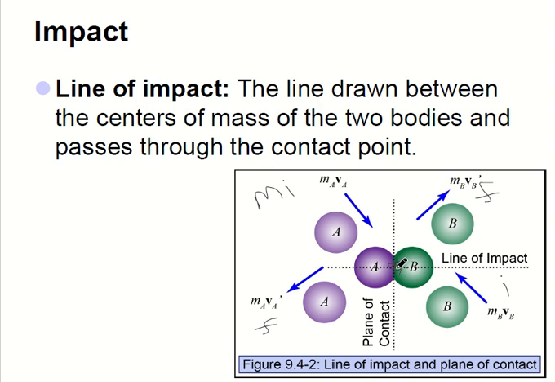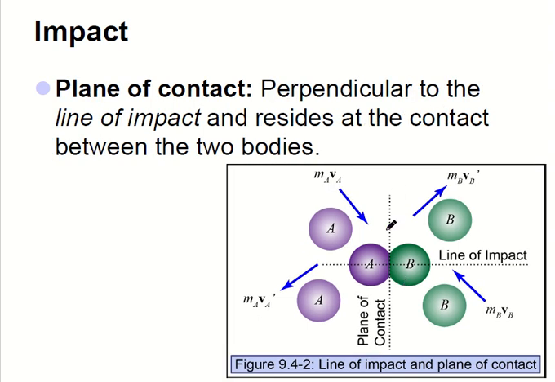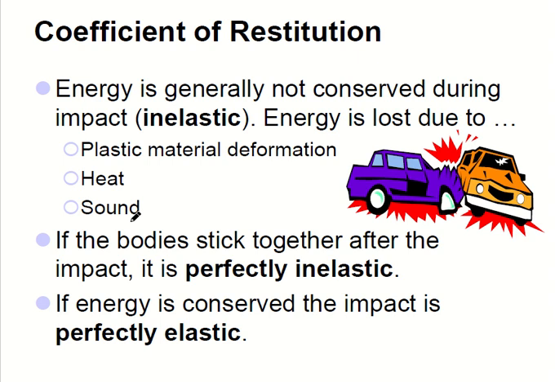I forgot to show you that. The plane of contact is perpendicular to that line of impact, between the two bodies. So the coefficient of restitution is important. Energy is generally not conserved during the impact, because a lot of the rigid bodies are inelastic.